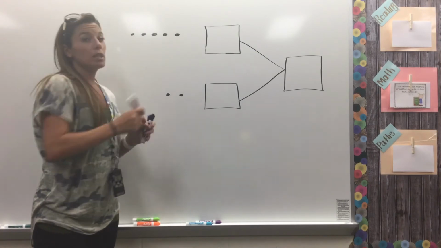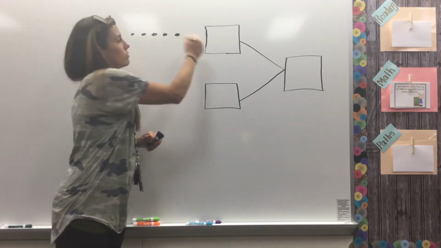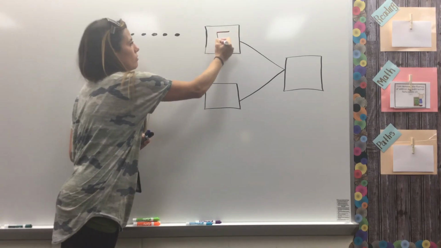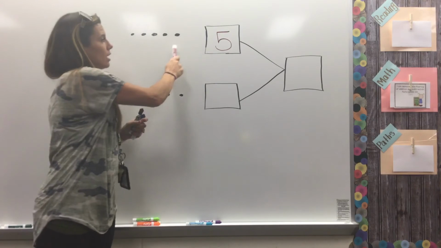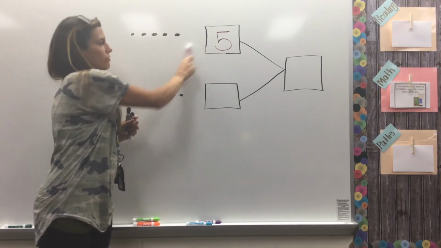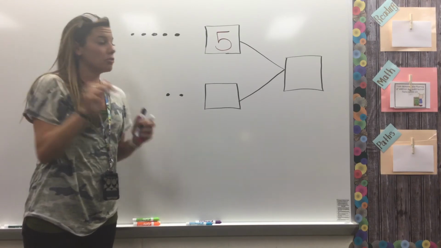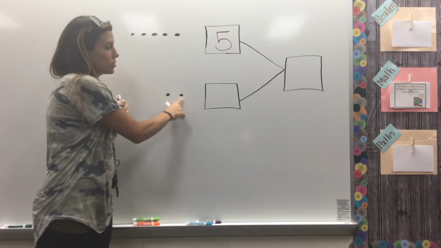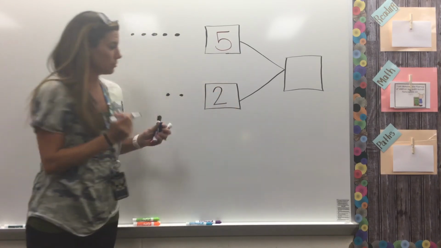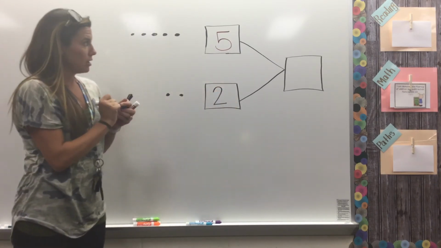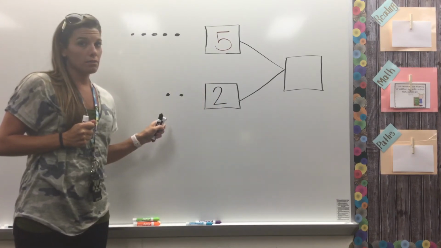Okay, so I'm going to count the dots. 1, 2, 3, 4, 5. I'm going to go ahead and write the number 5. Do you understand why I did that? I wrote 5 because there's 5 dots, okay? I'm going to come down here and I'm going to count these dots. 1, 2. I'm going to write the number 2. Oh, that's supposed to be blue. So I wrote a 2 because I have 2 dots.